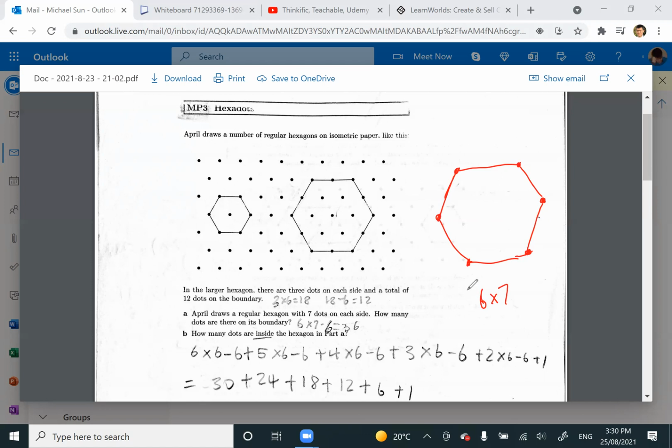So you're focused on how to do this calculation, right? But how do you know it's 6 times 7? Because it says there's 7 dots on each side. So it's like this, yeah? 1, 2, 3, 4, 5, 6, 7, yeah? Yeah. That's the 7 dots, yeah? Yeah. What about these 7 dots?